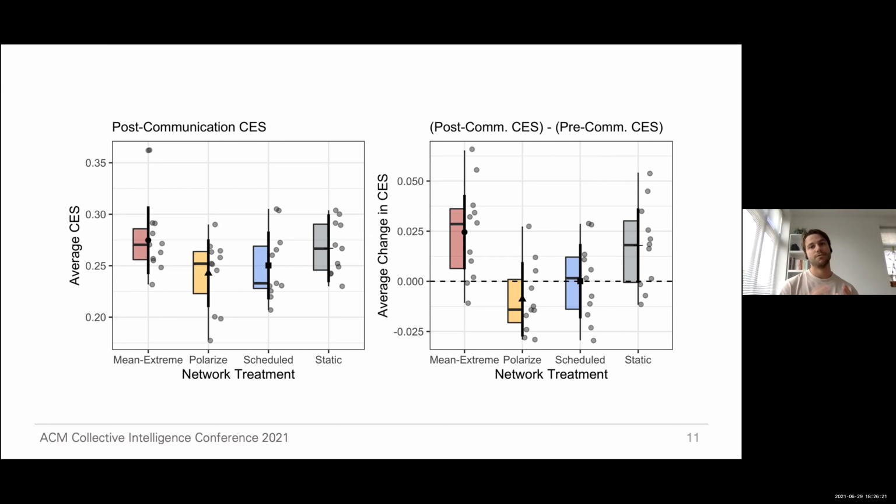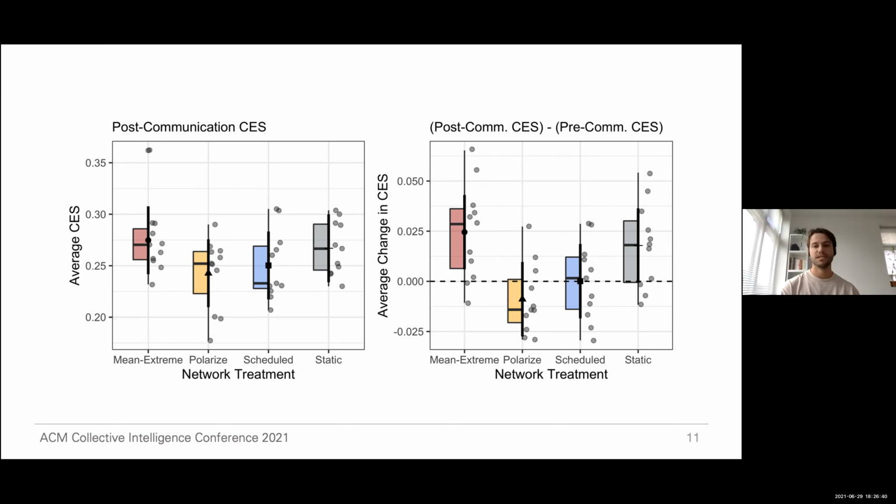So what we did on the plot on the right is sort of try to sidestep these potential confounders by looking at the effect of communication within each group. So instead, on the y-axis, we have the average change in collective error squared from the group's initial collective prediction to the group's final post-communication collective prediction.